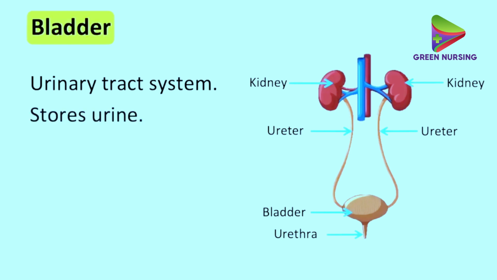The bladder is made up of muscle, and its primary role is to store urine. It can stretch and contract. The bladder also contains valves to prevent the urine from flowing back up to the ureters. It stretches to store the urine and then contracts when releasing urine via the urethra.